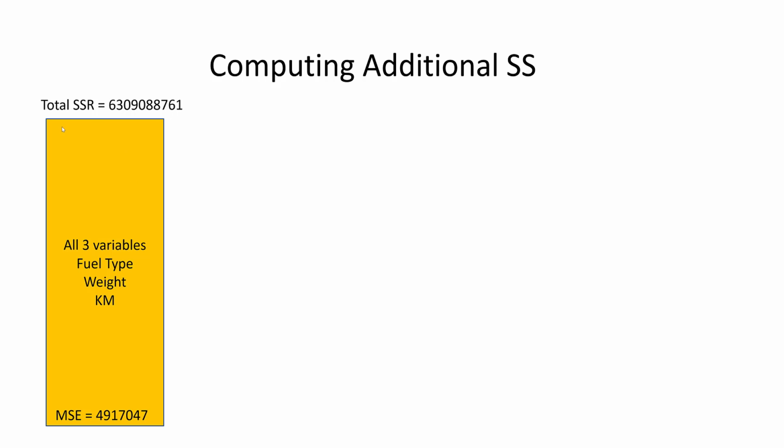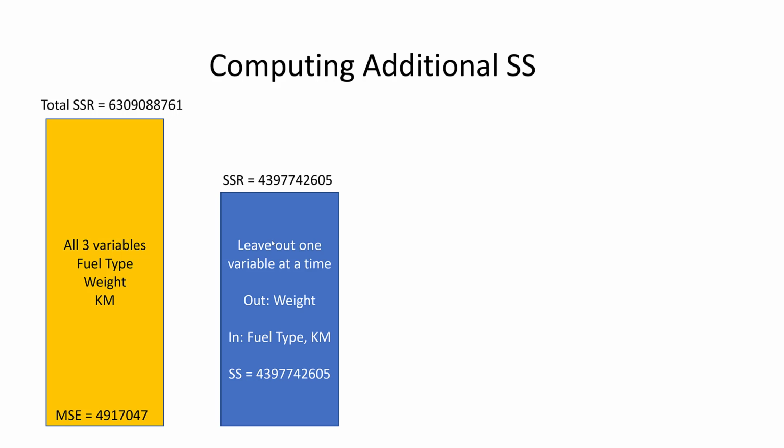Okay. So now we're going to start with the entire model. We put in all the variables that we are considering into the model. All three variables are in. So now we have the total sum of squares of regression. So all three variables is this much, and then the mean square error is this for the model. Okay. So now what we're going to do is take out one variable, leaving out one variable at a time.